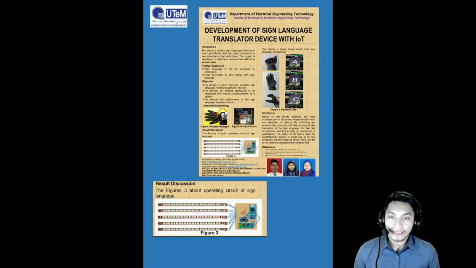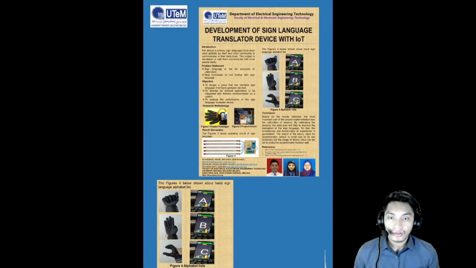Next, the results and discussion. Figure 3 shows the operating circuit of the sign language translator. As you can see, the components in this circuit are flex sensors, gyro sensors, an Arduino Nano, and a Bluetooth module. The flex and gyro sensors will reach certain degrees from 0 to 90 degrees. Then, the data will be transmitted to the microcontroller in binary numbers, and the Arduino Nano will convert the binary numbers into digital numbers. Then, it will transmit to the Bluetooth module, which will send the digital numbers to the mobile app, which will turn them into alphabets and words.